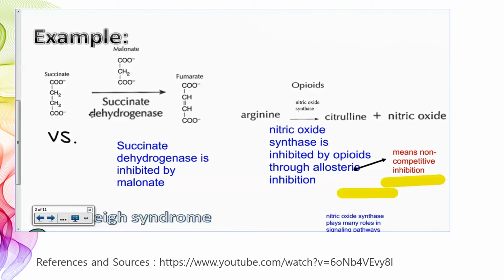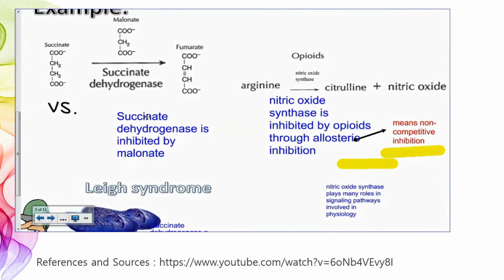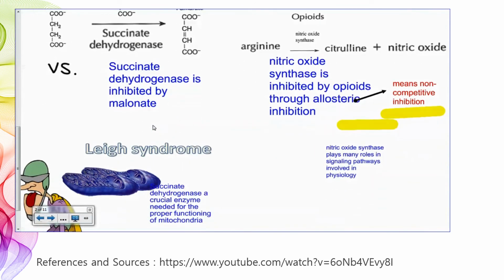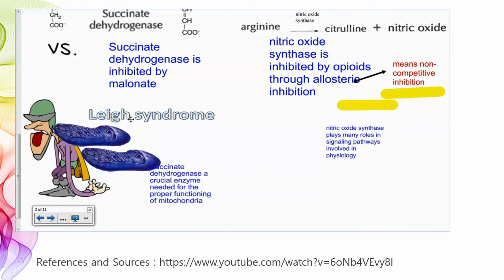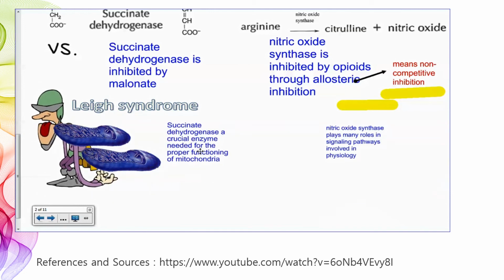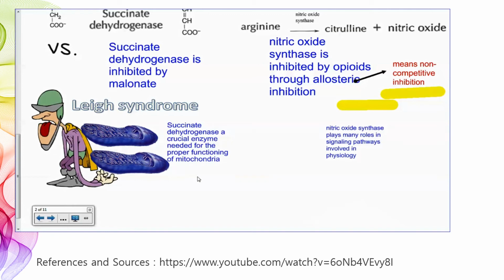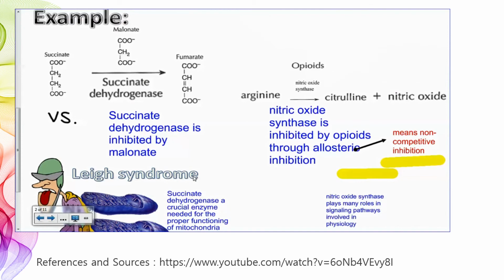So this over here is an example of competitive inhibition. A little bit about succinate dehydrogenase: this is important in mitochondria. This is a picture of mitochondria with a little cutout, and there's actually a disease called Leigh syndrome, which occurs when succinate dehydrogenase is not functioning properly. You end up with very low energy levels because mitochondria are important for producing energy. Okay, so that's the example of competitive inhibition.